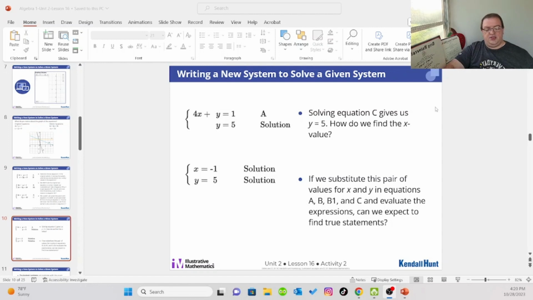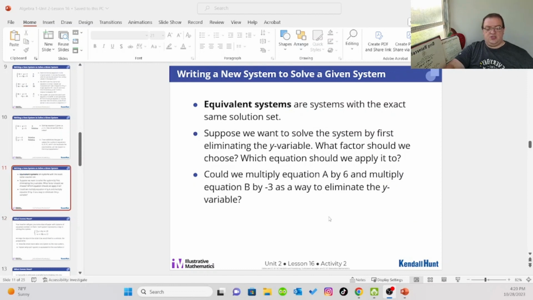Solving equation C gives us y equals 5. How do we find the x value? We substitute 5 into the original equation for y, and we solve for x. If we substitute this pair of values for x and y in equations A, B, B1, and C, and evaluate the expressions, can we expect to find true statements? Yes, this is why we can see on the graph that these lines intersect at (-1, 5), because they all are made true by that point pair.